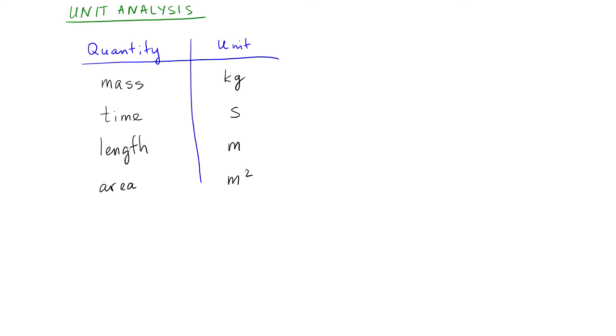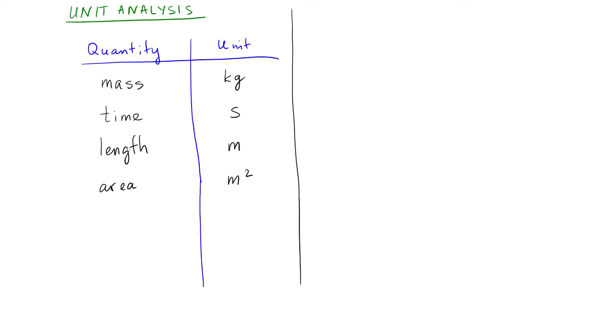Such units can be treated as algebraic quantities and be cancelled with each other. So using units to check equations is called unit analysis. That shows consistency of units and whether an equation is dimensionally correct or not. So let's try an example.